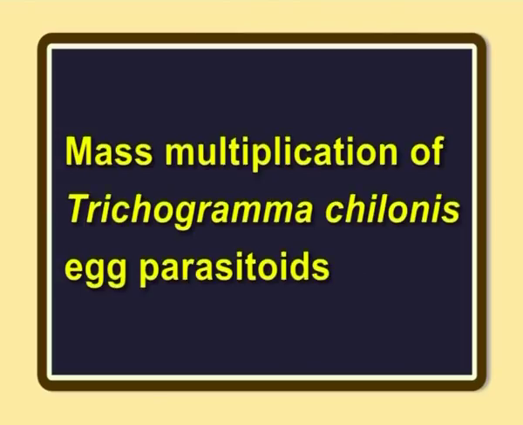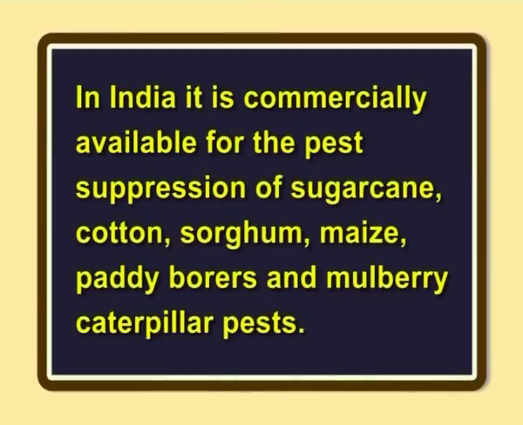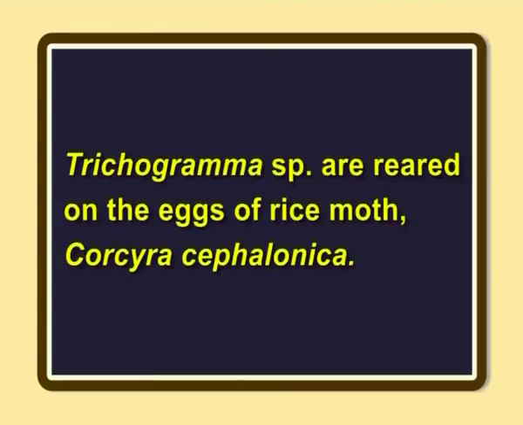Mass multiplication of Trichogramma chilonis egg parasitoids. Trichogramma species are of common occurrence and distributed throughout the world. They parasitize mainly the eggs of Lepidopterans. In India, it is commercially available for the pest suppression in sugarcane, cotton, sorghum, maize, paddy borers, and mulberry caterpillar pests. Trichogramma species are reared on the eggs of rice moth, Corcyra cephalonica.